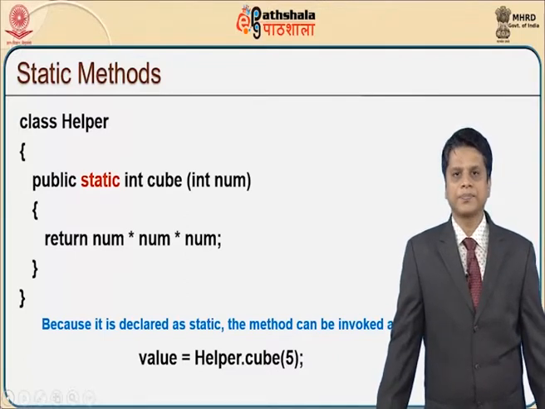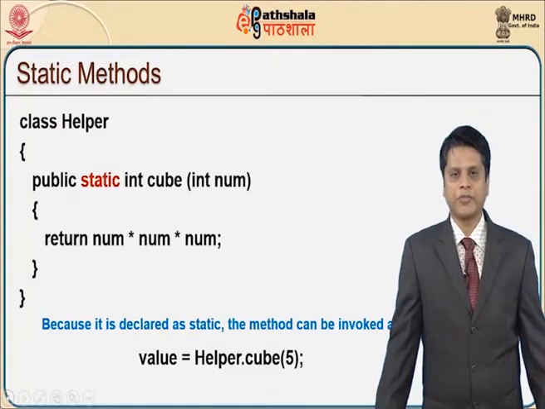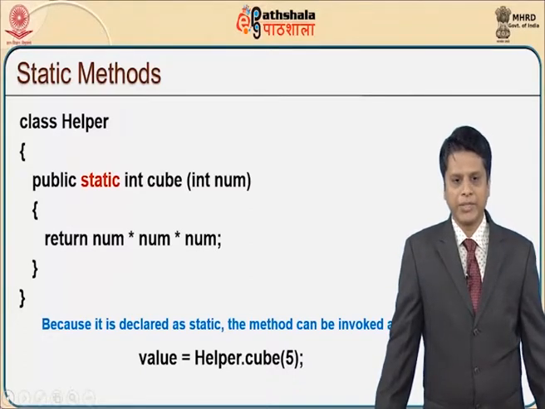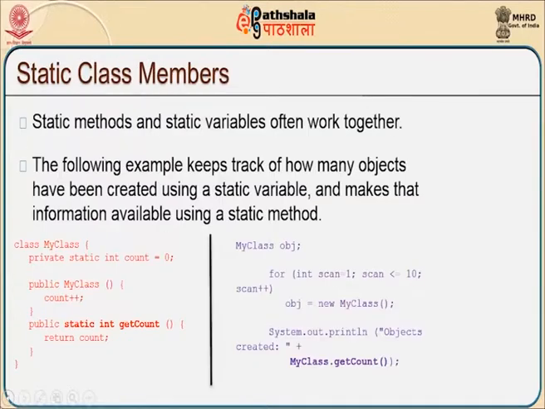If you look at this specific example, I am defining a helper class: public static int cube(int number) { return number * number * number; }. Because it is declared as static, the method can be invoked as value equals Helper.cube(5). So Helper.cube(5) would give 5 cubed.